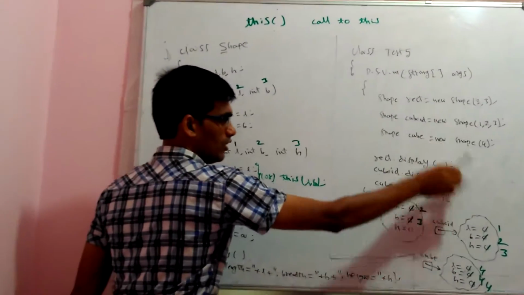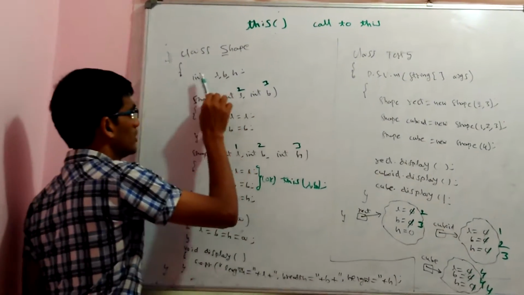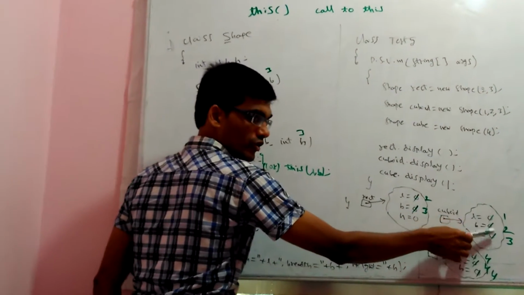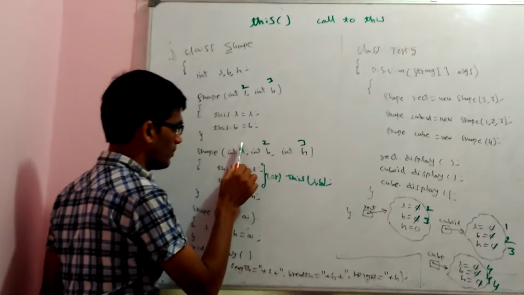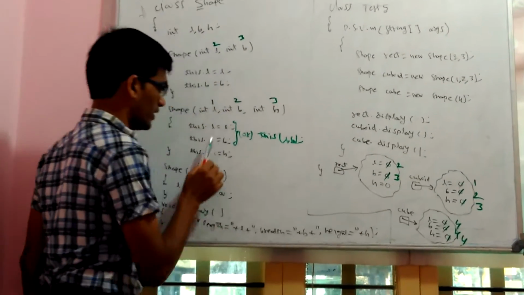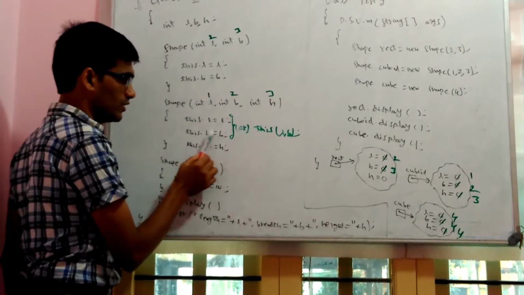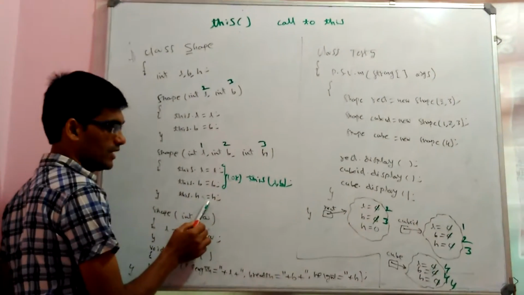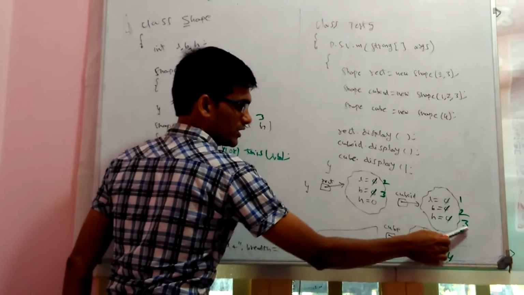For this also, one object will be created with the instance variables L, B, H. Here also 0, 0, 0 will be the default values. But we are passing 1 to L. So this dot L is equal to L, and 0 will be replaced with 1. In the same way, the B value 2 is coming, so 2 will be stored in place of the default value. And in the same way H, 3 is coming, so the 0 in H is replaced with 3.